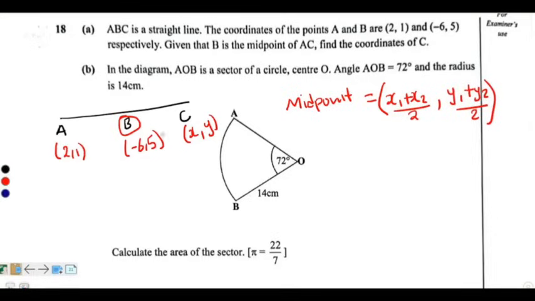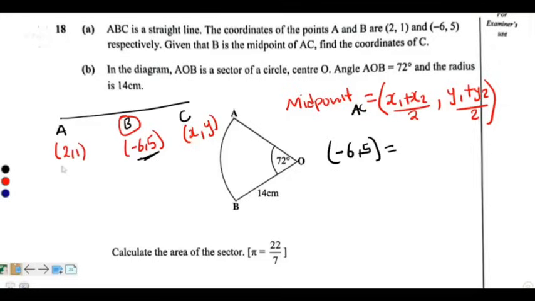Now, they have told you that B is the midpoint between point A and C. So you assume that you're finding the midpoint of A and C. Where there is this midpoint, we're going to put negative 6 and 5, like this. Equal to.